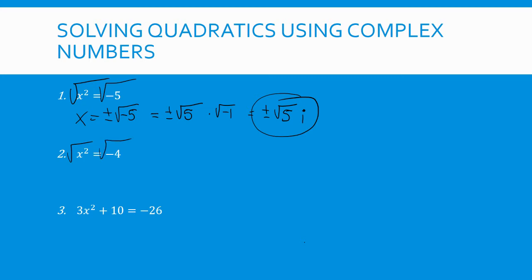Number 2, once again, to isolate your x, square root both sides. You get x is equal to both the positive and negative version of the square root of -4. We don't like the square root of -4, so we write it as square root of 4 times square root of -1. We can take the square root of 4, which will be plus or minus 2, and then your square root of -1 becomes an i, just like that.